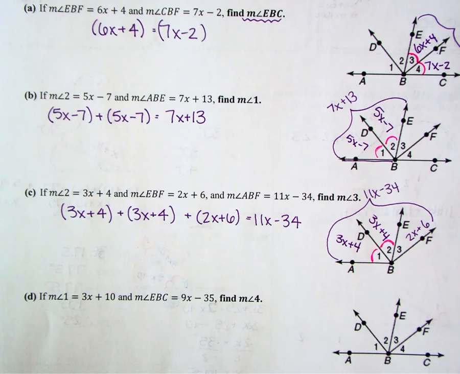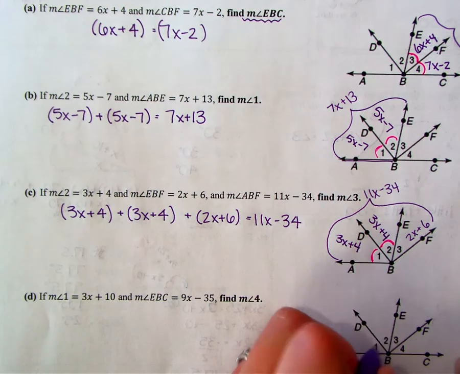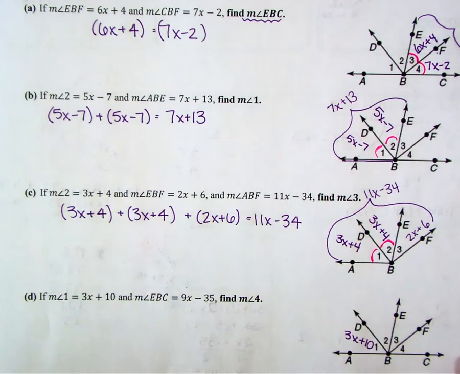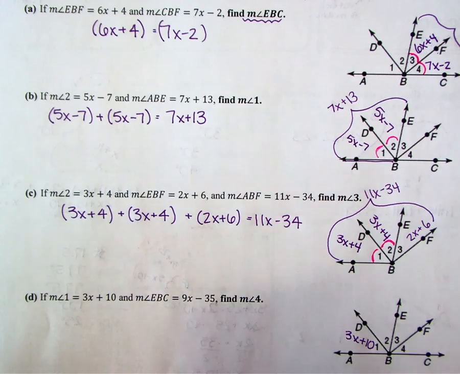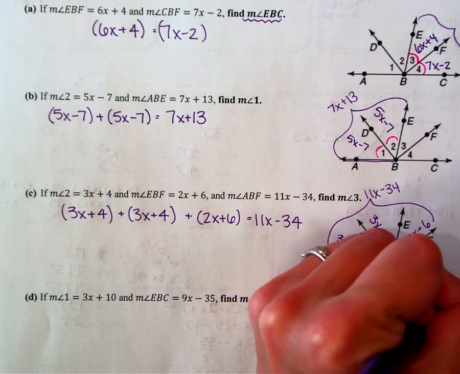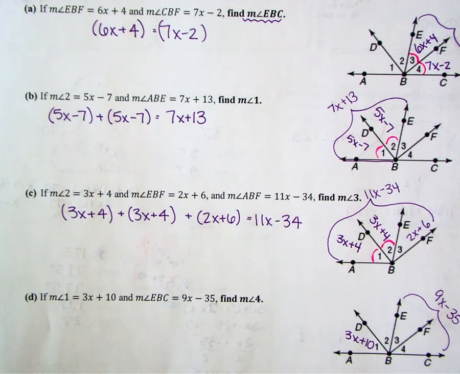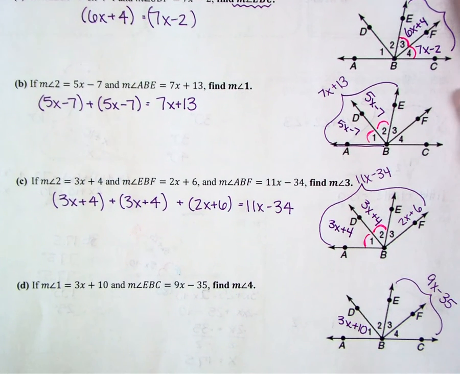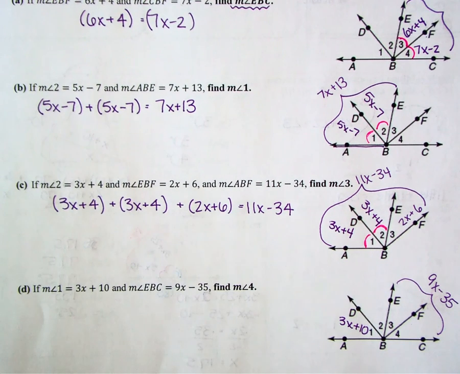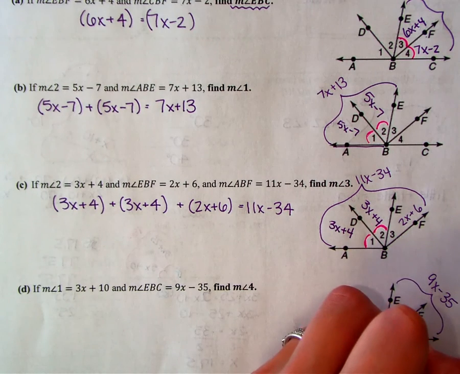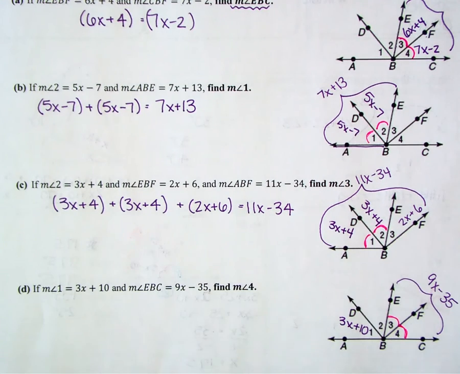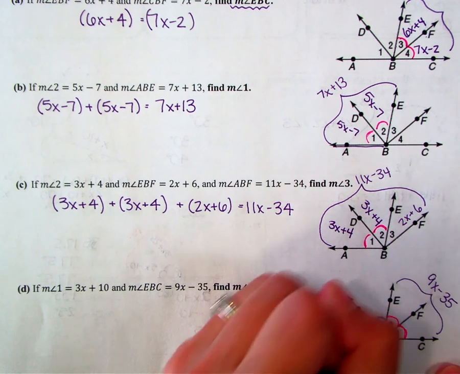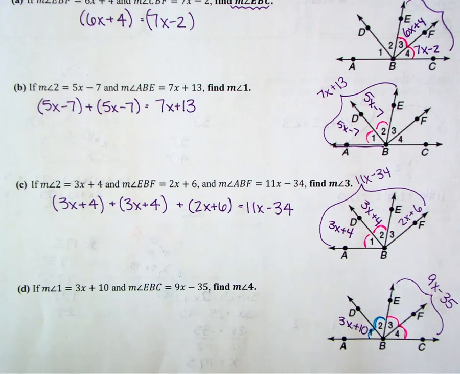Last one that we'll set up: the measure of angle 1 is 3x plus 10, and the measure of angle EBC is 9x minus 35. Find the measure of angle 4. Once we solve for x, we're not done. So let's go back up to our information. BF bisects CBE, so that could be helpful. And BD bisects ABE, so that also could be helpful. I'm going to write them in different colors just so we don't get confused, because they're not all equal to each other.